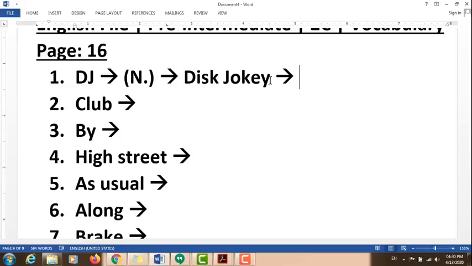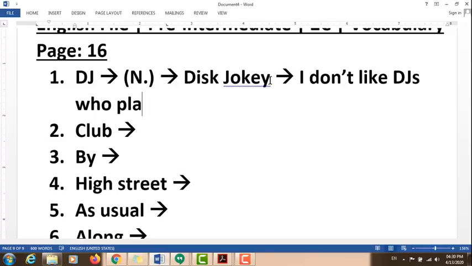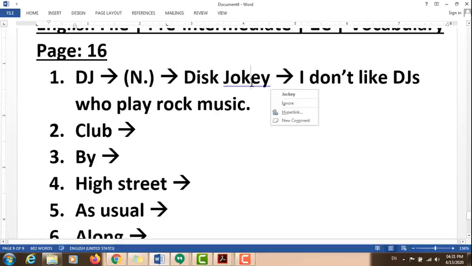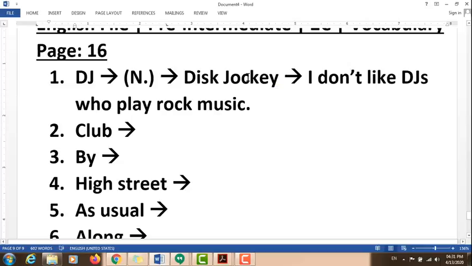I don't like DJs who play rock music. Okay, I don't like disc jockeys who play rock music. So this one, DJs, this is how you write the full form. Okay, DJs. Now, club. In Dari we call it mojtame.